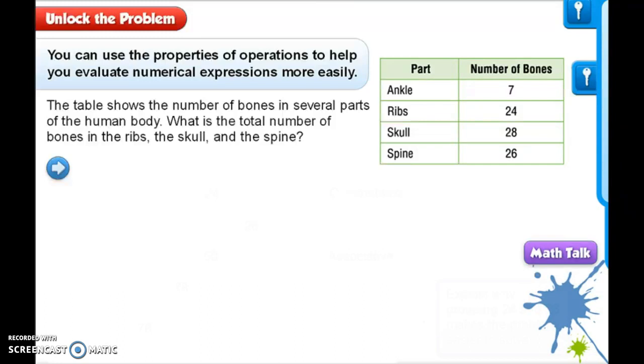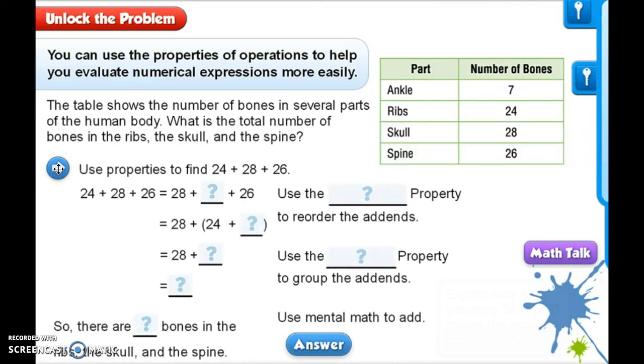It says the table shows the number of bones in several parts of the human body. What is the total number of bones in ribs, skull, and spine? Use properties to find. The ribs are 24, the skull is 28, and the spine is 26.